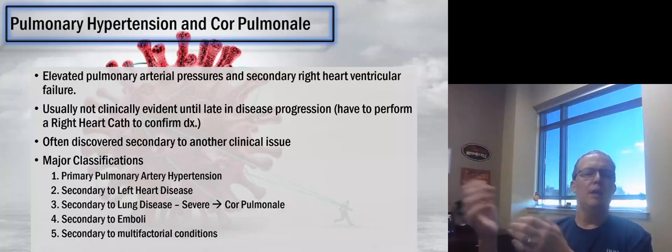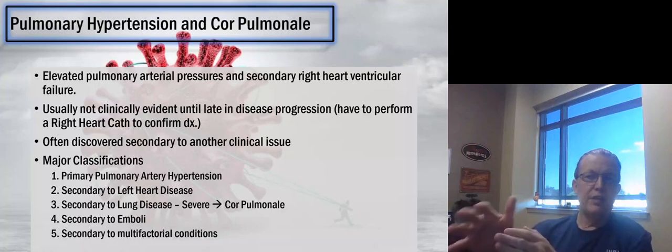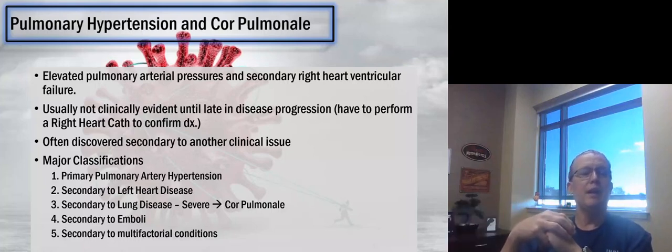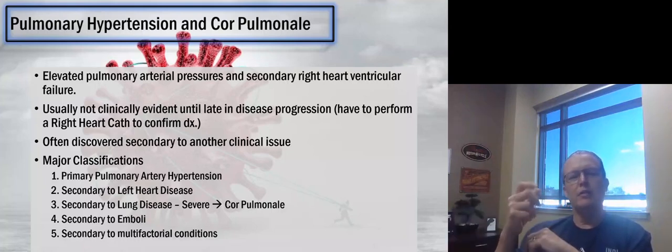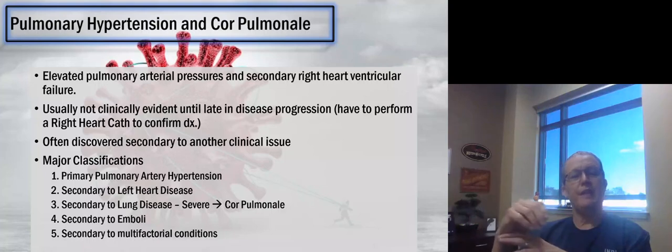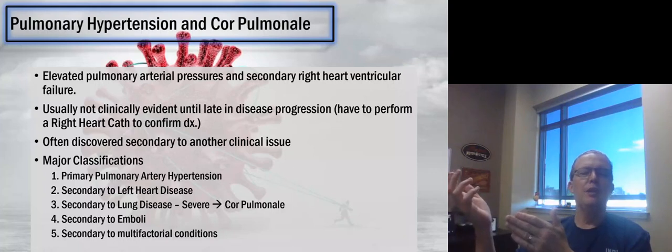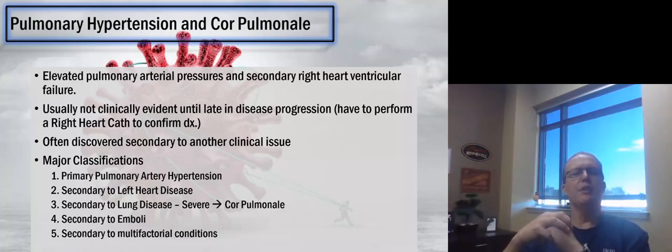So we take them to the cath lab. We've gotten their COPD stabilized so they can be in the cath lab. And when the doctor injects dye and starts measuring pressures in the right side of the heart, in the right atrium, right ventricle, and pulmonary arteries, he sees these elevated pressures. And we say, holy cow, you've got pulmonary hypertension. That would be one scenario.